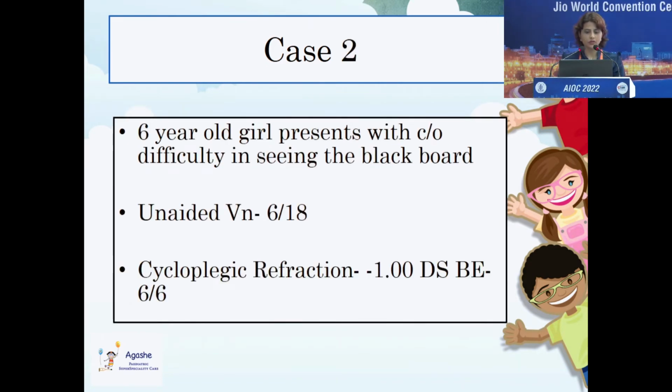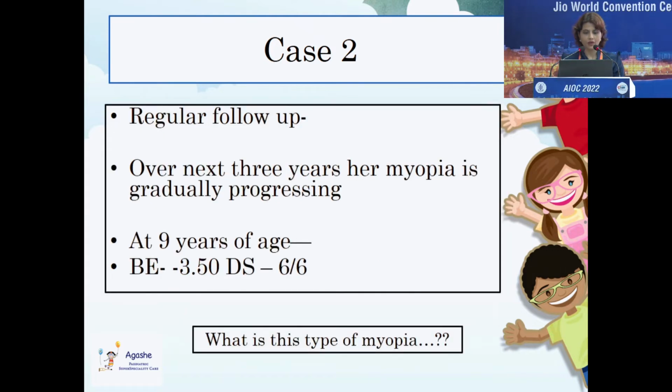Case number 2. A 6-year-old girl presenting with difficulty in seeing the blackboard. Unaided visual acuity was 6/18 and the cycloplegic refraction revealed a refractive error of -1 spherical error. The child has been following up. Over the next 3 years, the myopia has progressed to -3.5. So what is this type of myopia?